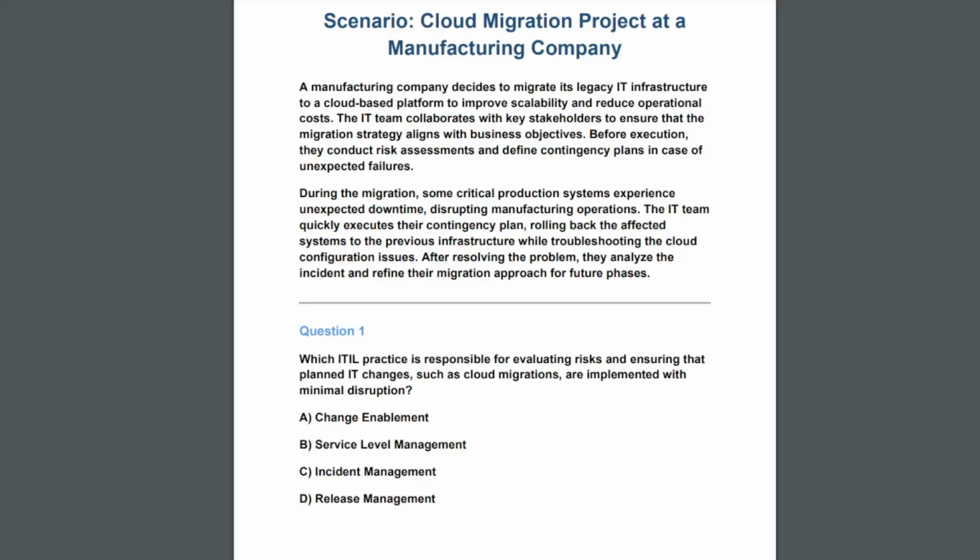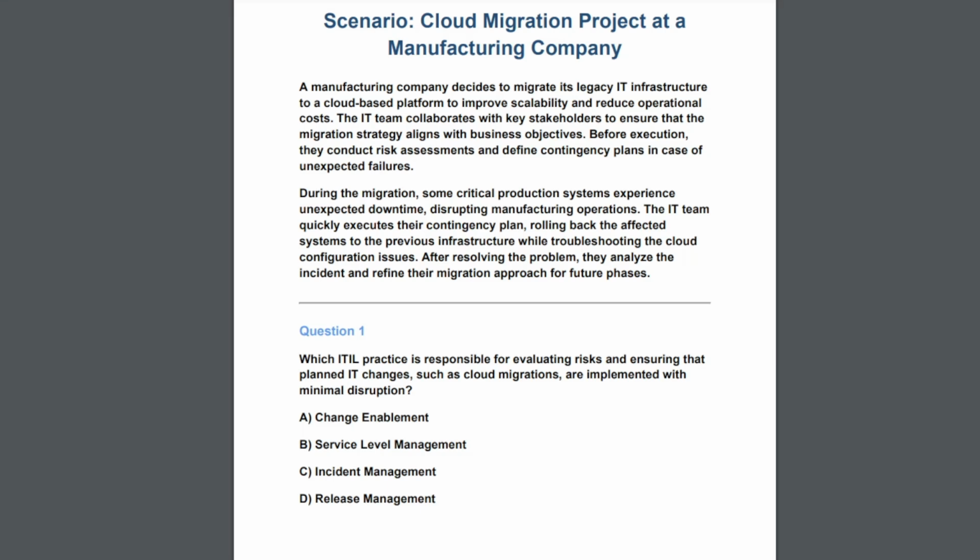This scenario is titled Cloud Migration Project at a Manufacturing Company. A manufacturing company decides to migrate its legacy IT infrastructure to a cloud-based platform to improve scalability and reduce operational costs. The IT team collaborates with key stakeholders to ensure that the migration strategy aligns with business objectives. Before execution, they conduct risk assessments and define contingency plans in case of unexpected failures.